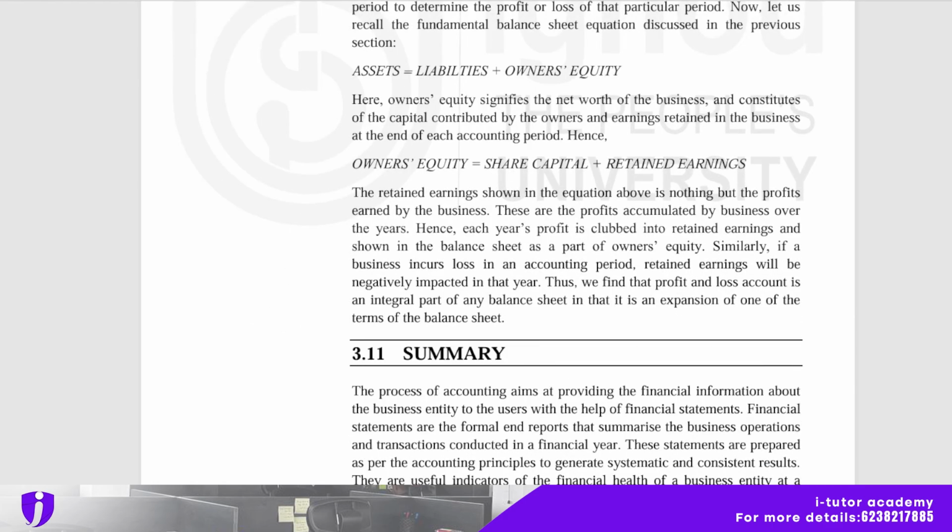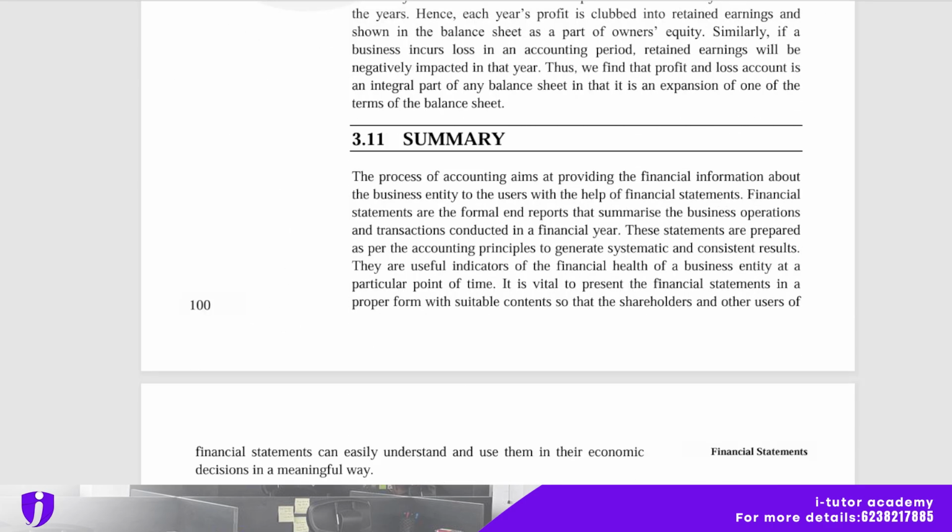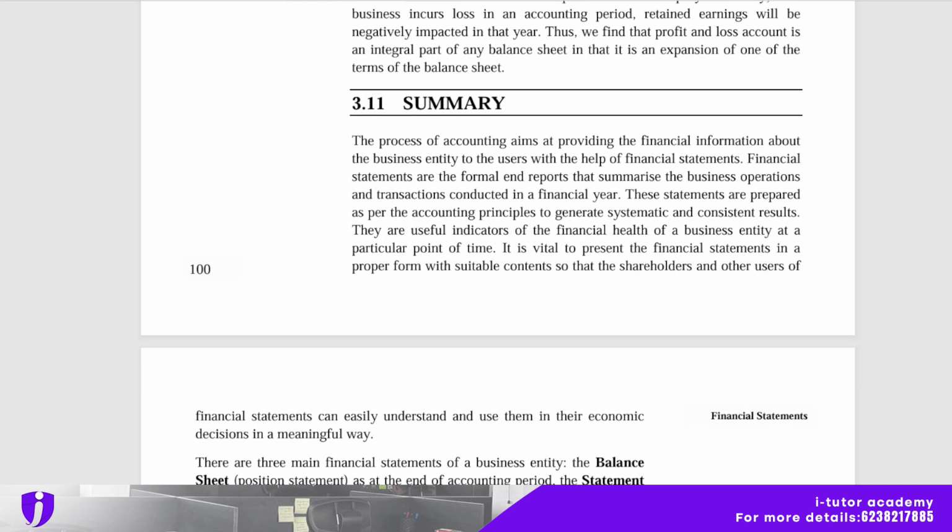Okay, and a summary of this unit is here. The process of accounting aims at providing financial information about the business entity to the users with the help of financial statements. Financial statements are the formal end reports that summarize the business operations and transactions conducted in the financial year. These statements are prepared as per the accounting principles to generate systematic and consistent results. They are useful indicators of the financial health of a business entity at a particular point of time.